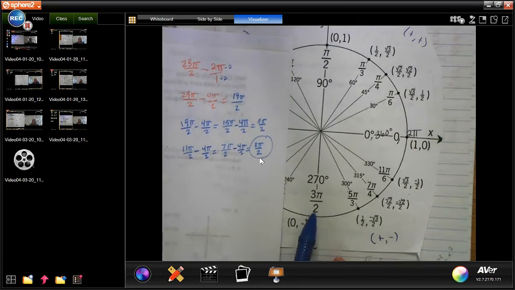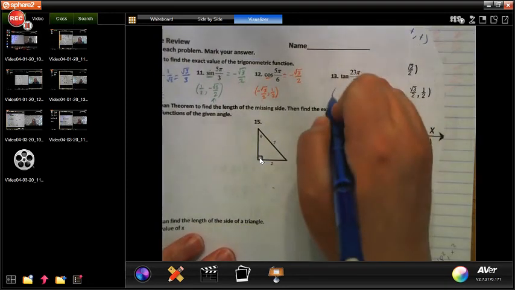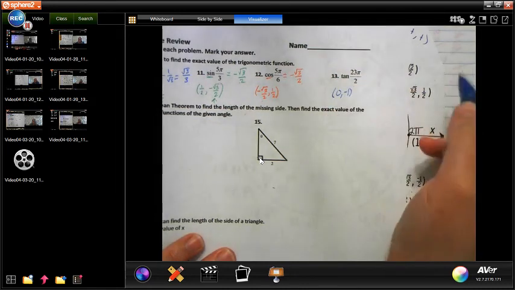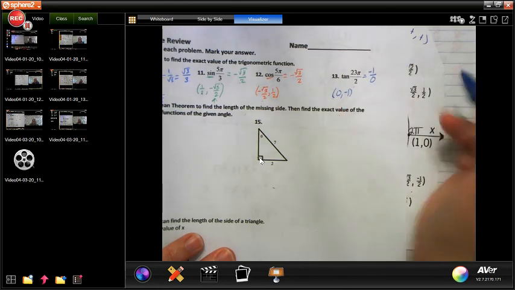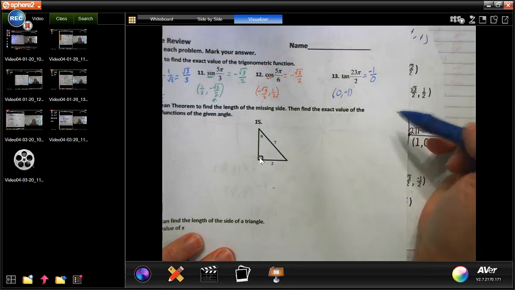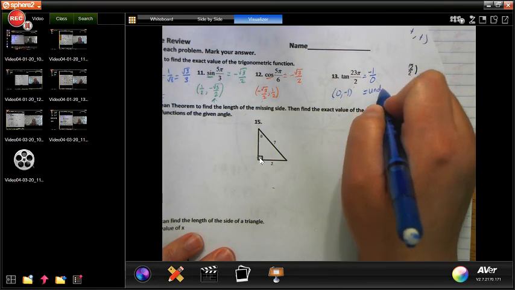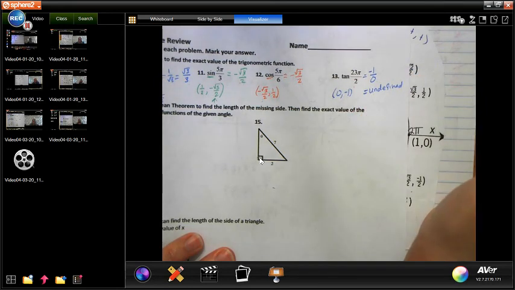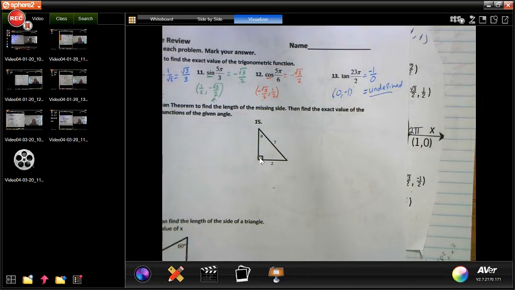So 3 pi over 2 is 0, negative 1. Tangent, remember, is sine over cosine. Negative 1 over 0. Well, we can't divide by 0 because we don't know how many zeros it takes to make negative 1. That's not possible. So the actual answer is undefined. It is not 0. 0 zeros do not make a negative 1. The answer is undefined. Okay, so that is the last problem to do for this video.